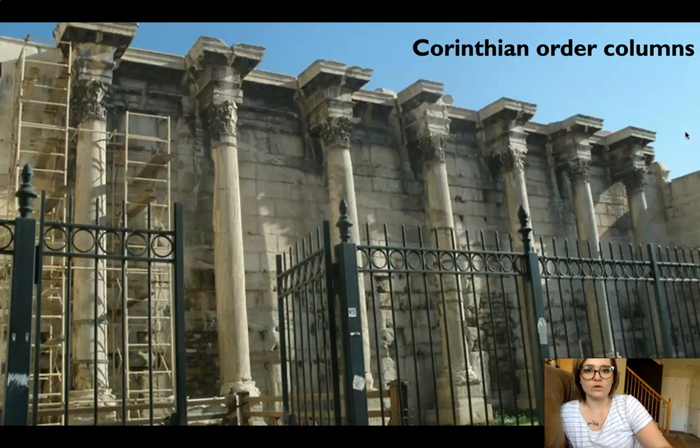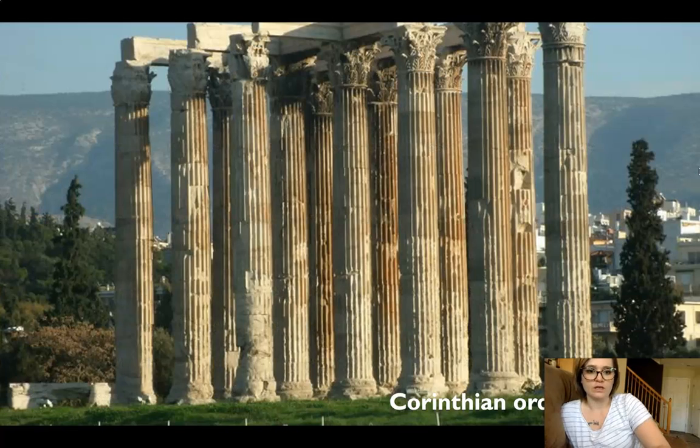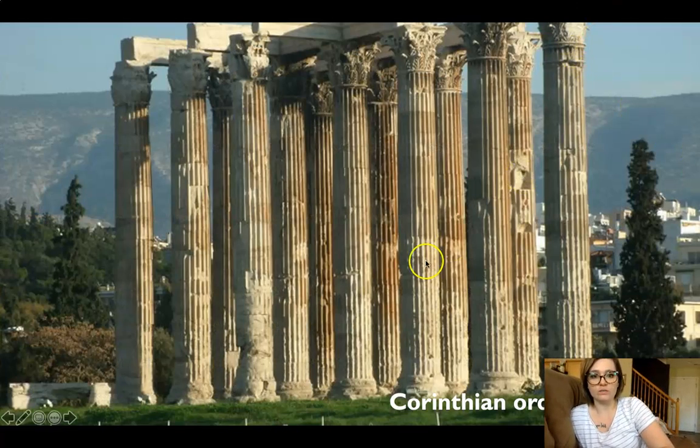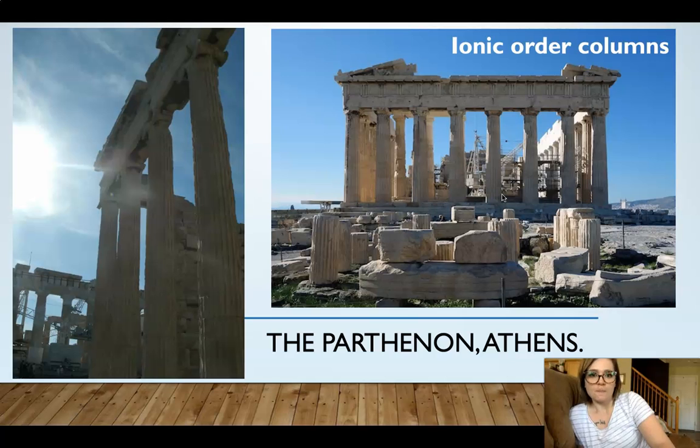These are Corinthian order columns. I snapped this picture when I was in Greece. Back when I was in college. And you can sort of see the ornate sculpture there at the top. These are more Corinthian order columns. They are massive. This is another shot from Greece when I was there. It's beautiful. And then this is the Parthenon, when I was again in Athens, Greece.